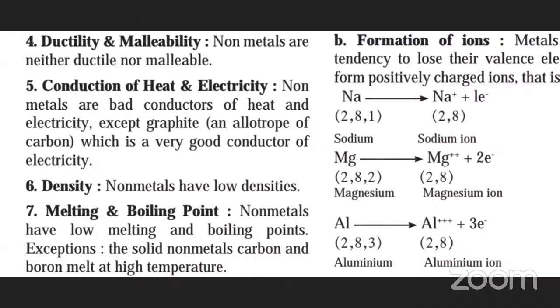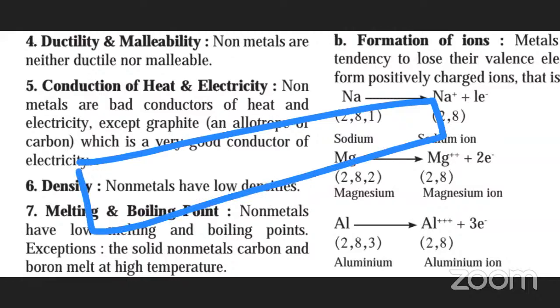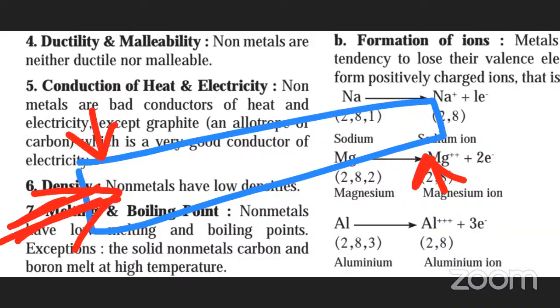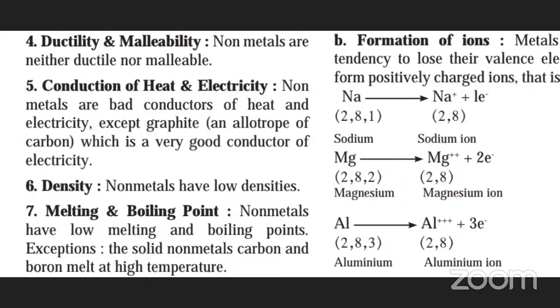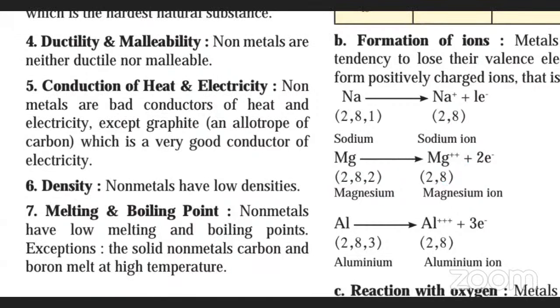If you have a piece of wood, a log of wood, and you try to supply heat, heat will not be transferred from one end to another. If you are supplying heat here, that heat is not going to get transferred there. So it is a bad conductor of heat as well as a bad conductor of electricity. If you are supplying electricity from this end, electricity will not reach here, so it is said to be a bad conductor of electricity. Similar case happens with rubber also.